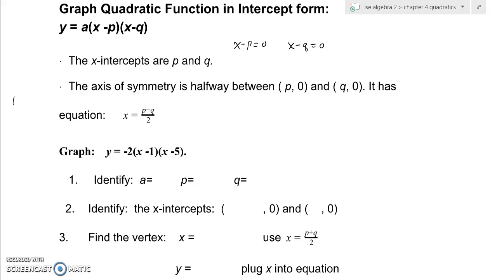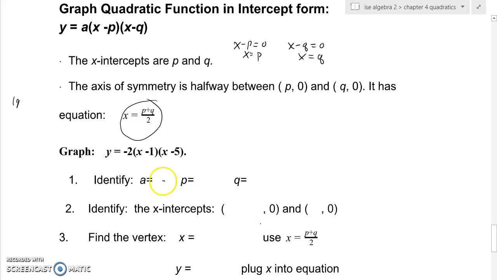So x equals p or x equals q. That's why the x-intercepts are p and q. The axis of symmetry is going to be halfway between p and q, since we know that those are reflections of each other over the axis of symmetry, and the axis of symmetry has to go through the x-coordinate of the vertex. This also gives us a way to find the vertex. The axis of symmetry is x equals p plus q over 2.